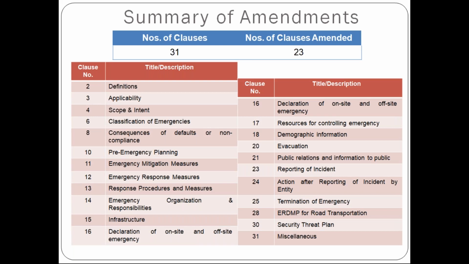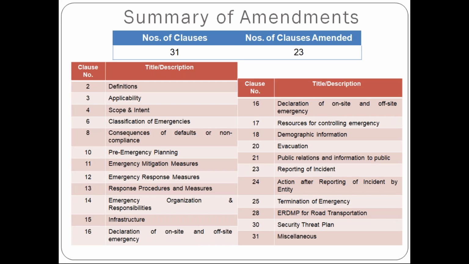emergency response measures, response procedures and measures, emergency organization. This is also very, very important because of the role, responsibility and organization chart, which we will see in a typical organization: how the emergency organization is set up, then what infrastructure is required for effective management of emergency, like the emergency control center, communication system, fire and emergency equipment, and medical facilities. They are all part of this. Then what is the protocol for declaration of on-site and off-site emergency?